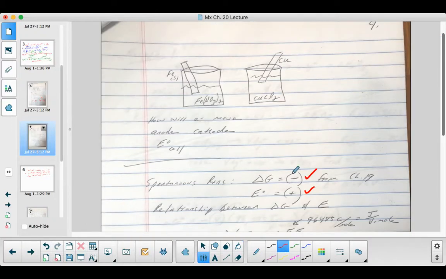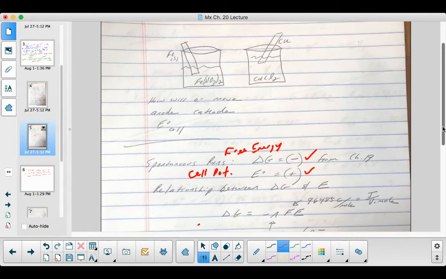Okay, so we're going to talk about the relationship between the cell potential, that E naught, which we call the cell potential, and the delta G, which we studied back in chapter 19, which was the free energy. What we know is that if E is positive, we can consider our reaction in our cell to be spontaneous. And we also know from chapter 19 that a reaction, and this is also a reaction, whatever's going on in the cell, a delta G that's negative is also indicative of a spontaneous reaction.